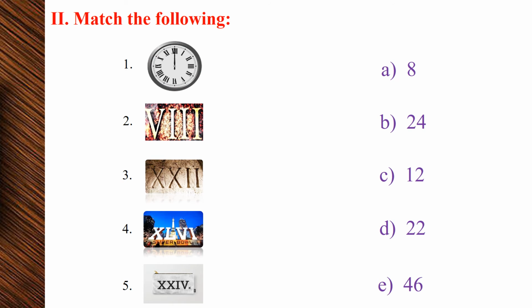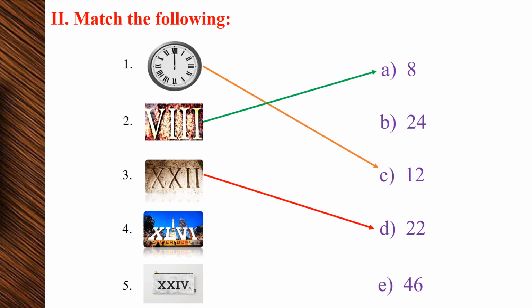Match the following. Here they have given the pictures. We have to match the pictures with the respective Hindu-Arabic numerals. In the clock, it shows 12. Okay. XII is equal to 12. Next one, VIII, which is equal to 8. And the third one, XXII, which is equal to 22. And the fourth one, XLVI, which is equal to 46. The fifth one, XXIV, which is equal to 24.